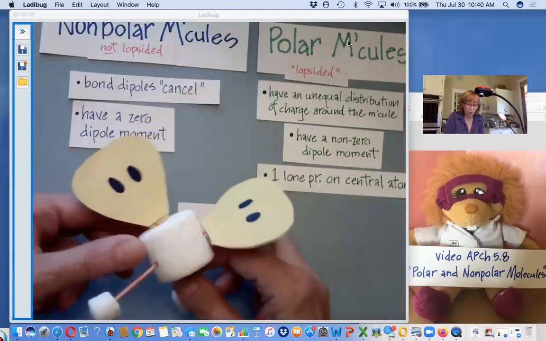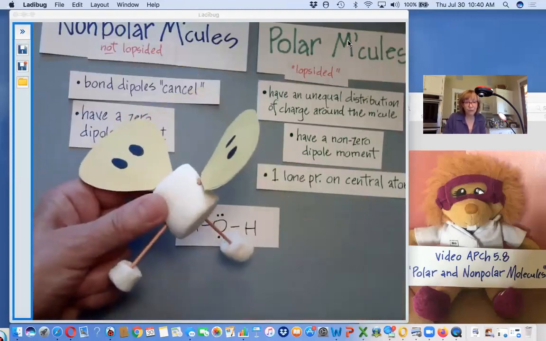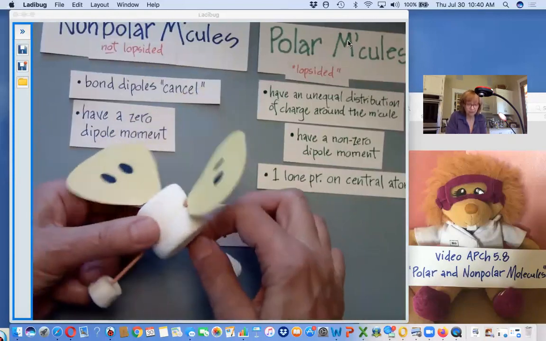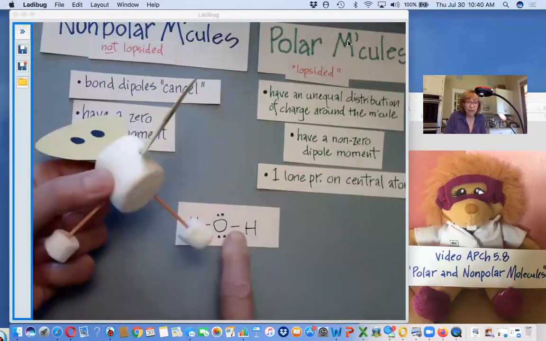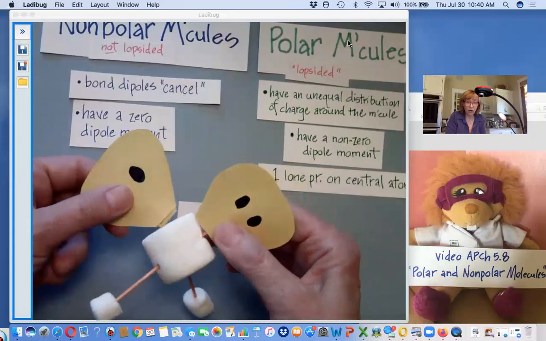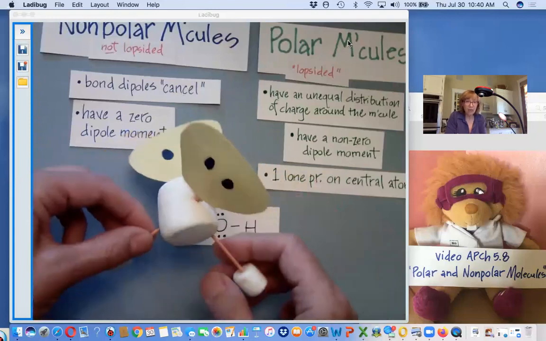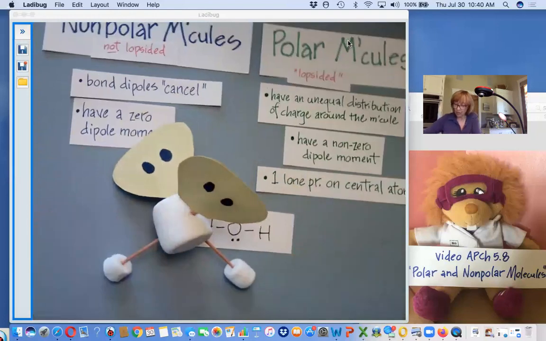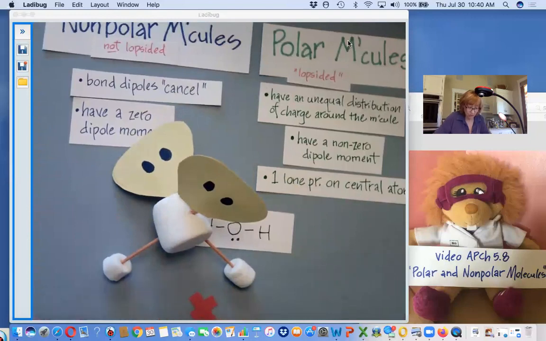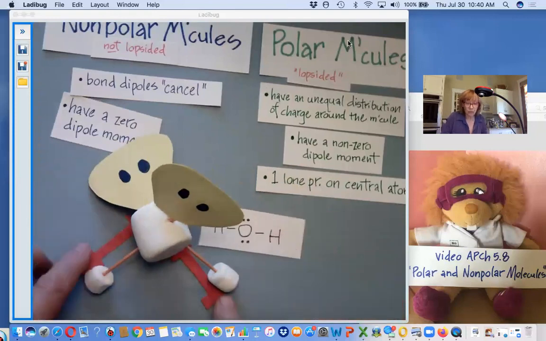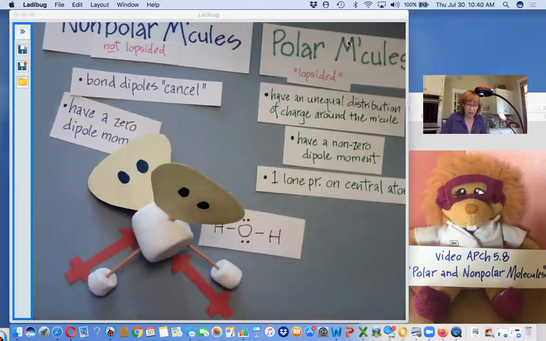So here's water. This is not planar. This is a 3D structure. 2 of my domains are bonds, and 2 of the domains are lone pairs. These 2 bonds have bond dipoles that point toward the oxygen. Okay, they do not cancel each other out.